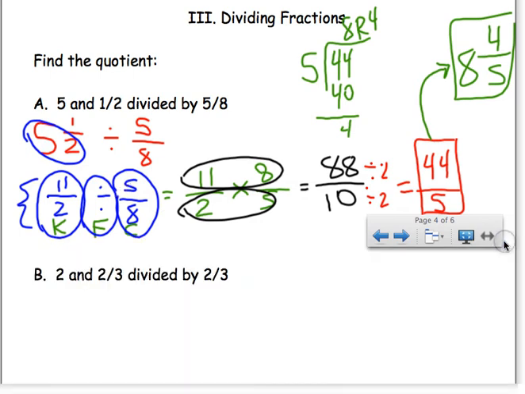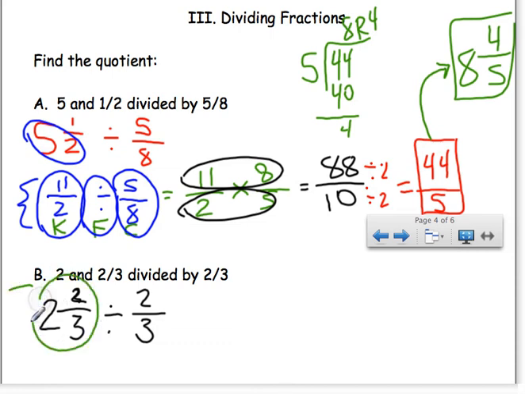Now I want you to stop the video here and try to find the quotient of 2 2/3 divided by 2/3. Press play after you've tried and are ready to check your answer. Okay, you've tried it, and now it's time to check your answer. If you have 2 2/3, the very first thing you're going to do is turn it into an improper fraction. 2 times 3 is 6, plus 2. Your first fraction really was 8/3 divided by 2/3.